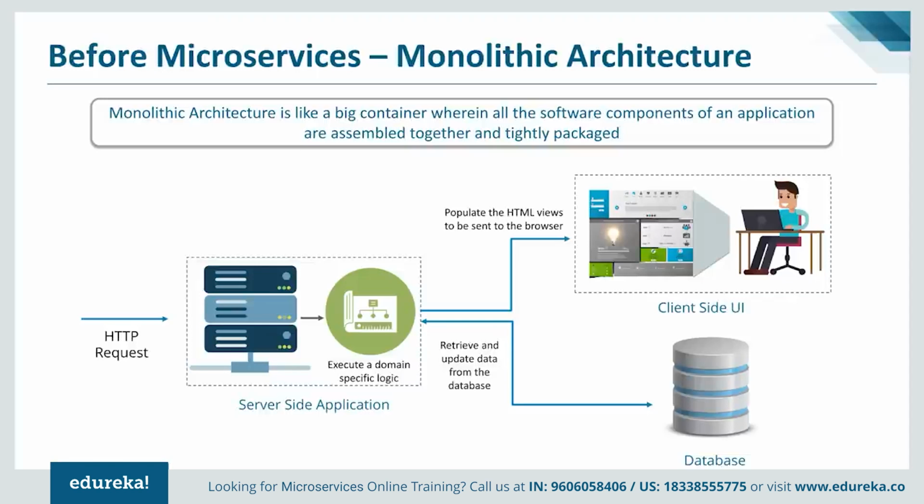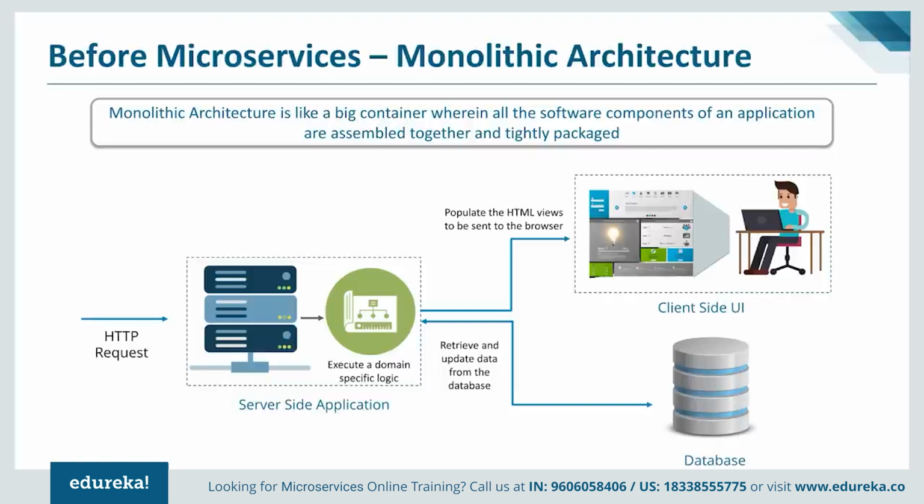If you notice the definition in front of your screen, it says that monolithic architecture is like a big container, right? Think of it as a big container wherein all the software components of an application are assembled together and tightly packaged. In the example on your screen, there's a server-side application which executes domain-specific logic. It will retrieve and update data from the database and at the same time populate the HTML views to be sent to the browser. So it is basically a big container, not divided into small services or small components. Even these components are pretty tightly coupled, right?